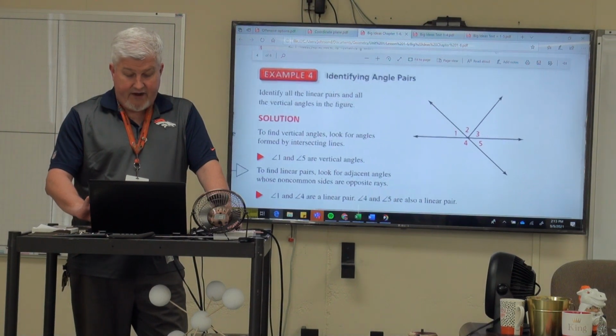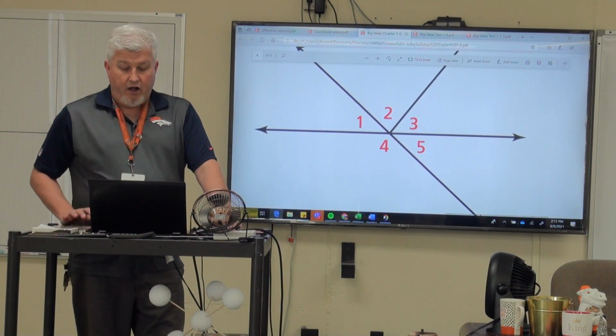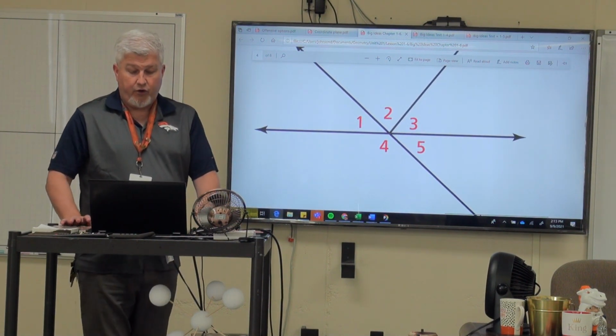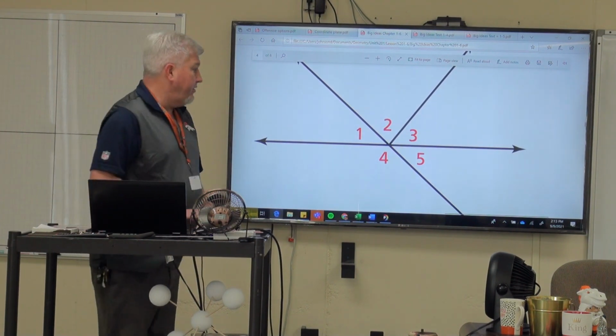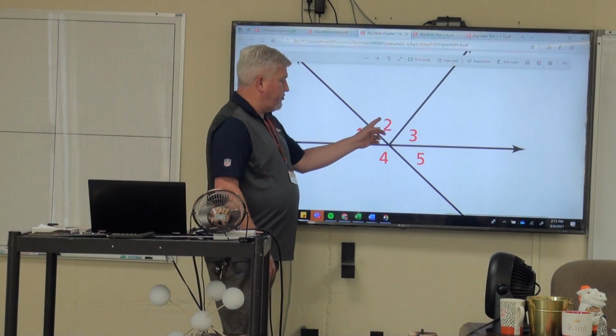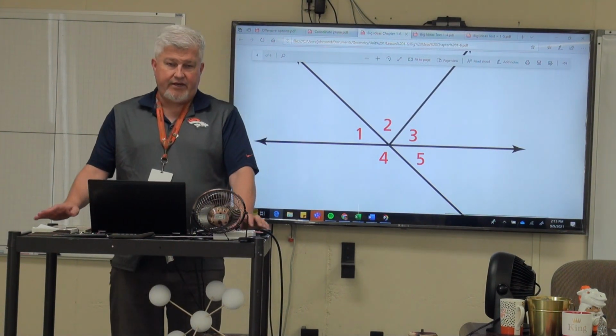So here, identifying our angle pairs. Identify all the linear pairs and all the vertical angles in the figure. Please don't tell me that 1, 2, and 3 are a vertical pair. Why are 1, 2, and 3 not a vertical pair?